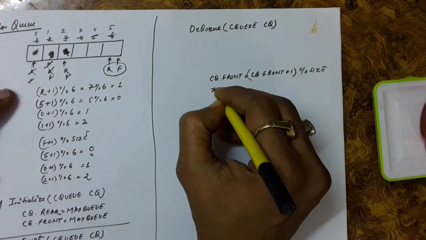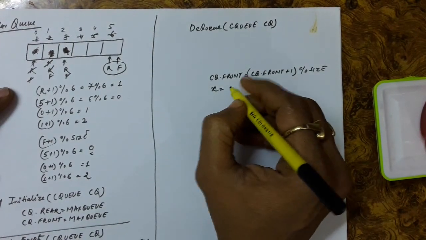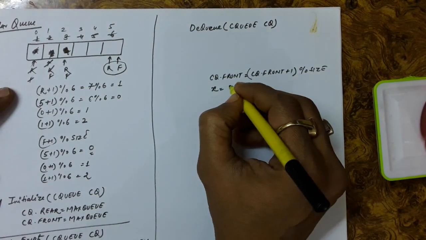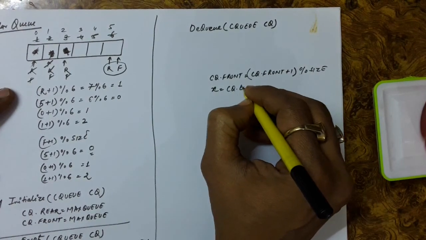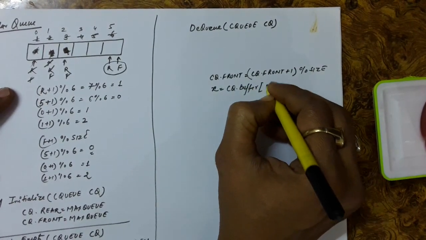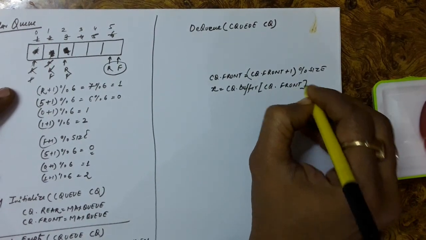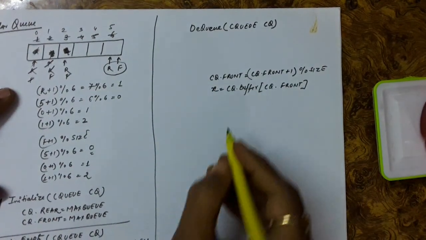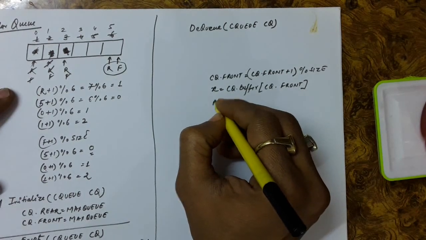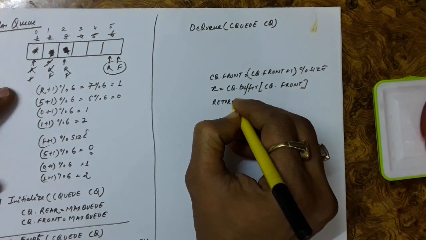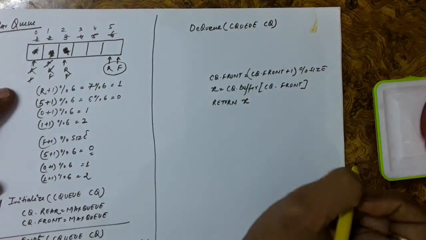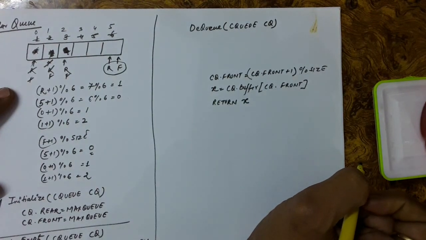And then you save the element at the front position in some, let's say, x variable. From the buffer, from the front position, you take the item in some x variable, and then you return this x variable. Fine.